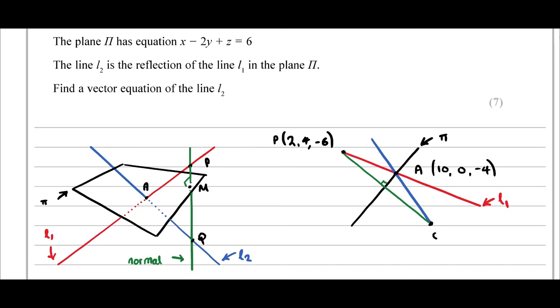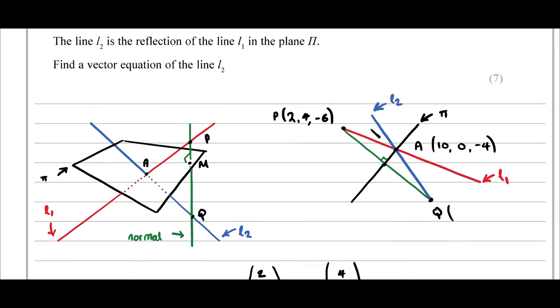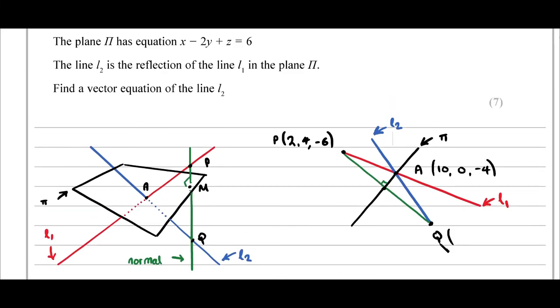But before we do that, we need to find this midpoint M. And if we find this midpoint M, we can quite easily work out the coordinates of Q. Okay? So this in blue over here is, of course, the line L2, which we need to find. So once we've found Q, we can easily work out the vector equation of L2. Okay? Because we can find out the direction AQ from that.